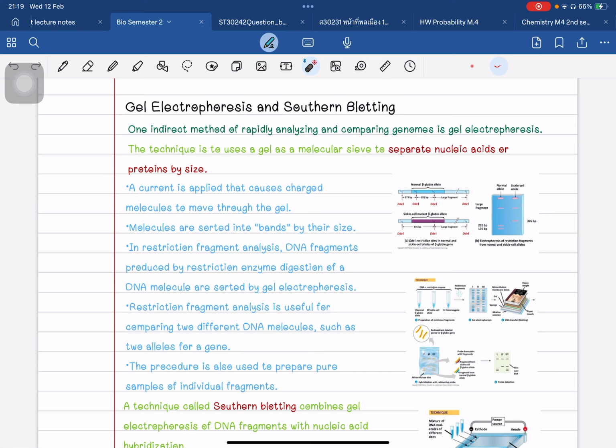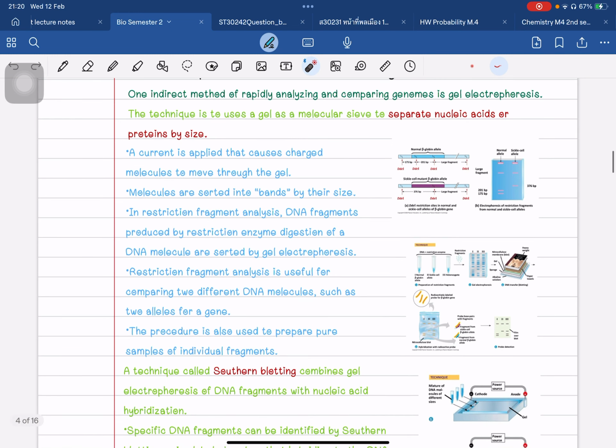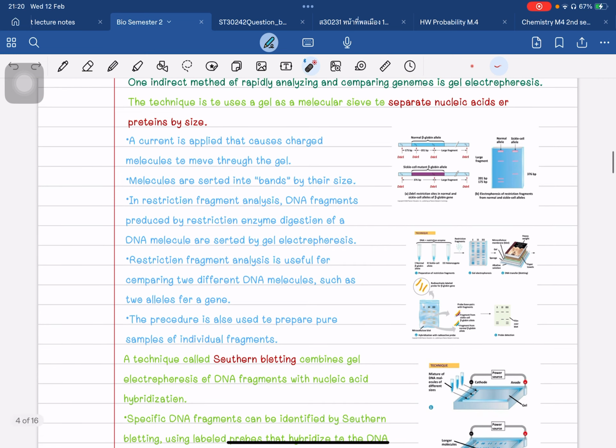The molecules are sorted into bands by their size, and then in restriction fragment analysis, the DNA fragments produced by restriction enzyme digestion of a DNA molecule are sorted by gel electrophoresis. Then restriction fragment analysis is useful for comparing two different DNA molecules, such as two alleles for a gene.